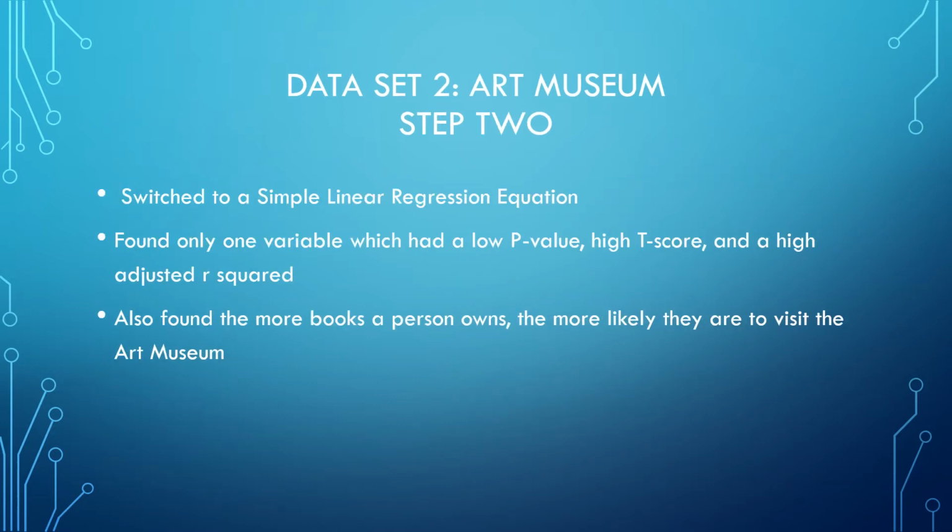After the multiple regression test, we switched to the simple linear regression equation to find the exact regression line equation. With this, we found the only variable that had a low p-value, high t-score, and high adjusted r-squared was the number of books owned. It showed the correlation of the higher number of books owned, the more likely they are to visit the art museum.